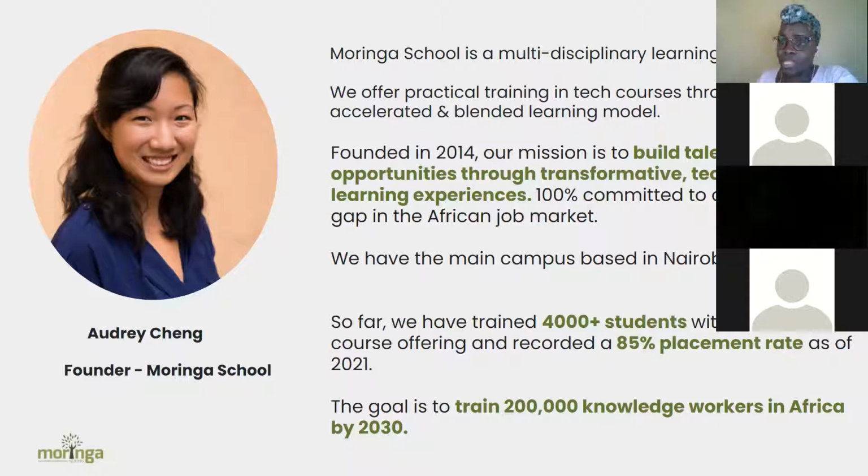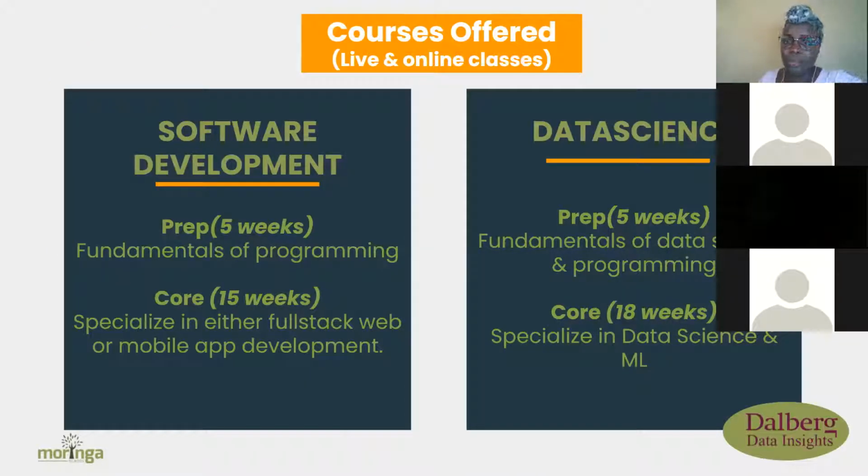What this basically means is that we train in an accelerated and blended learning model in delivering our courses. Contrary to how traditional universities run their courses, say a 4-year degree program, we have compressed all that curriculum and content to deliver it in a maximum of 6 months. These are the two main courses that we offer at Moringa School, and they are currently available online, and our software development course is also available for physical classes to those who are within Nairobi and can access our campus.